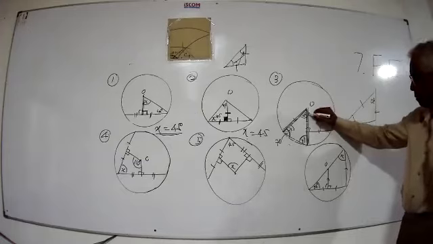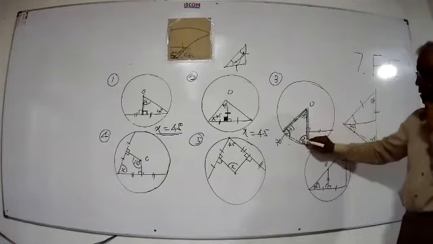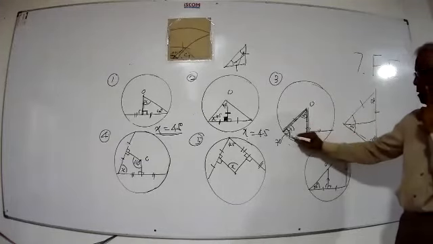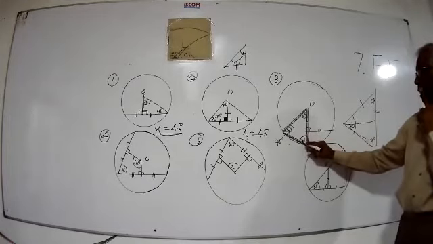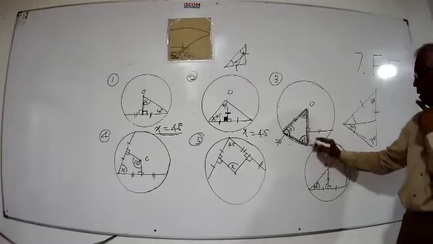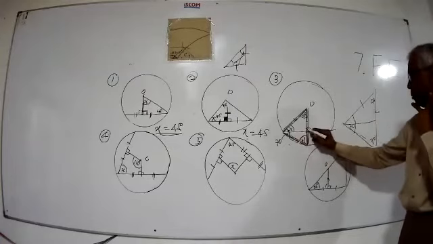Now this is 70. Sum of the interior angles of a triangle is 180. So this is 140, this is 40. Now consider this small triangle.